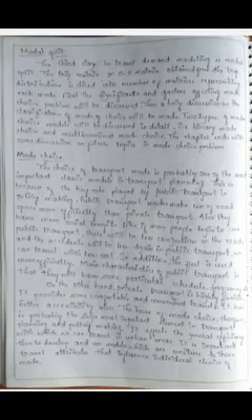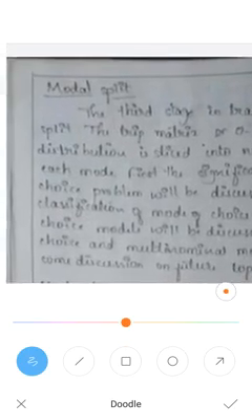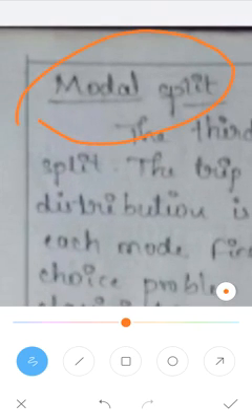Splits and the choices which have been made in the mode choices. So here, in the mode split, there are various stages. Mode split is done after two steps. So what are those two steps? The first one is the database.